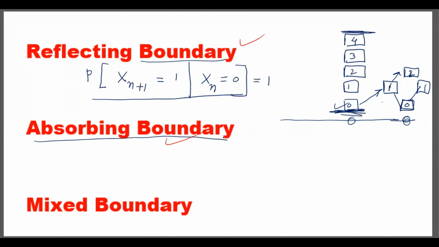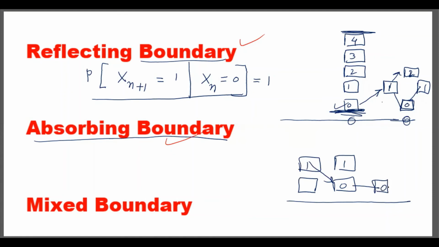Absorbing means I have no big brother. Once I reach 0, I will stay here only. Somewhere I came back to 0. Then I will see and I watch. What is the probability that next time I will go to -1? No. What is the probability that I will go to 1? No. Because I am not allowed to play. I am at 0. This is called an absorbing boundary.